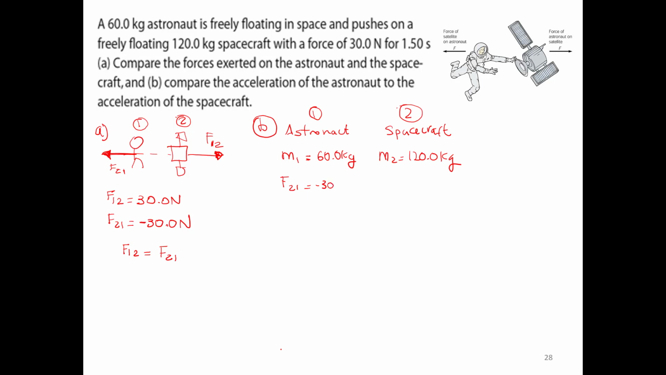Negative 30 newtons. And the other force that was exerted on the spacecraft was 30 newtons. And we know, according to the second Newton law, the force equals mass times acceleration. Then if we need to solve for acceleration, because we want to calculate the acceleration for the astronaut and the acceleration for the spacecraft, we divide by the mass.